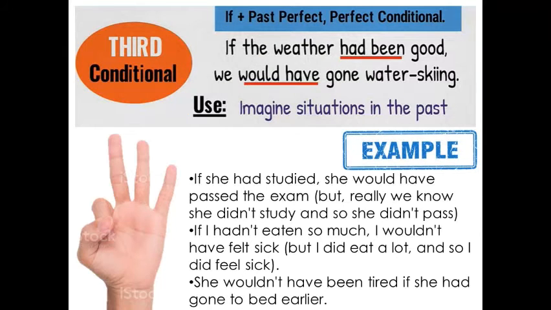Third conditional. We form it by if plus past perfect, comma, perfect conditional. We use it for imaginary situations in the past. For example, if she had studied, she would have passed the exam. But really, we know she didn't study, so she didn't pass the exam. Or she wouldn't have been tired if she had gone to bed earlier.